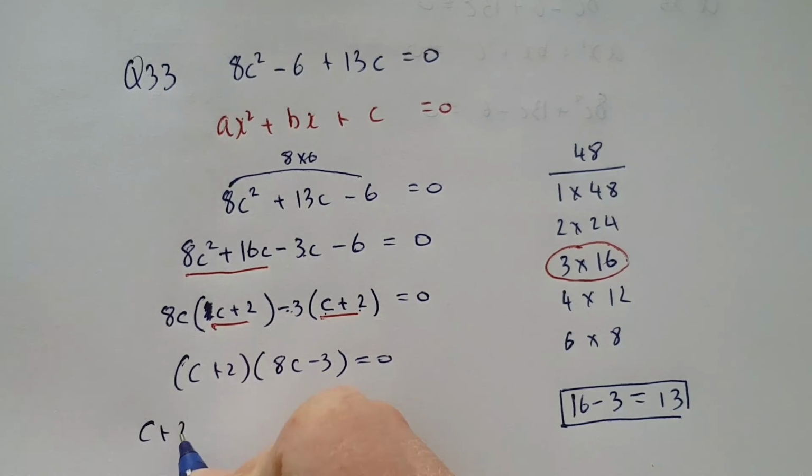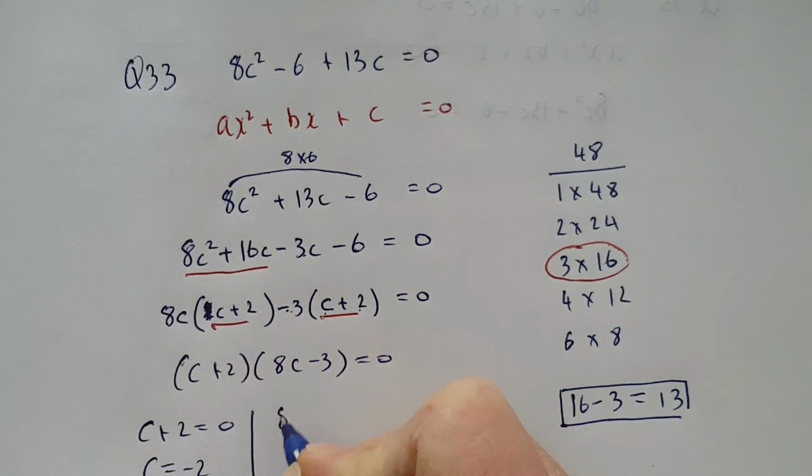That gives me two possible solutions. c plus 2 equals 0, so c equals minus 2. Or 8c minus 3 equals 0, so 8c is equal to 3. So c is equal to 3 over 8.